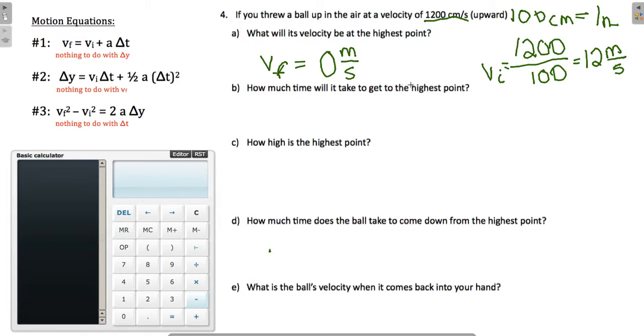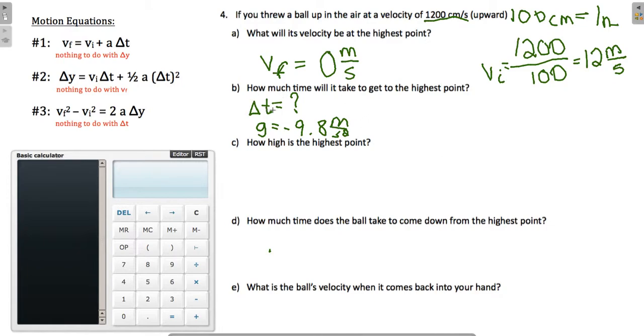Now they ask you how much time will it take to get to the highest point. They're asking for what is delta T. Now there's one more piece of information that we know and we haven't listed yet. All these problems were on Earth. So we know the acceleration of gravity, g, is going to be equal to that negative 9.8 we always talk about, meters per second squared.